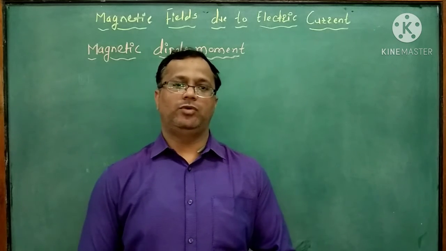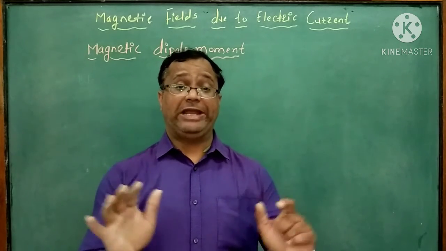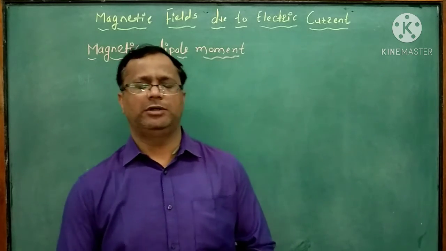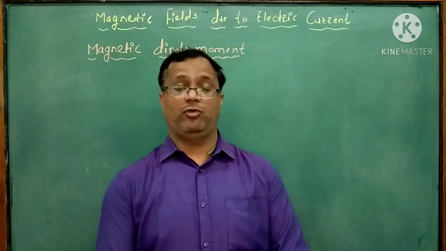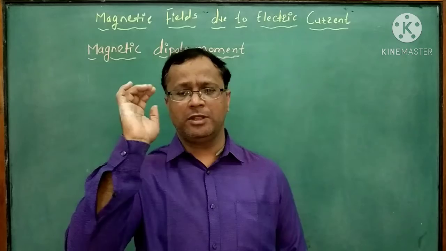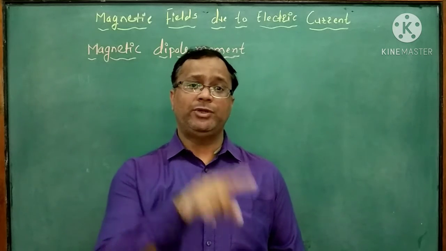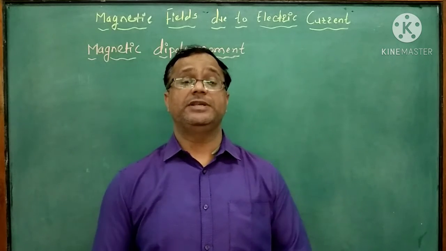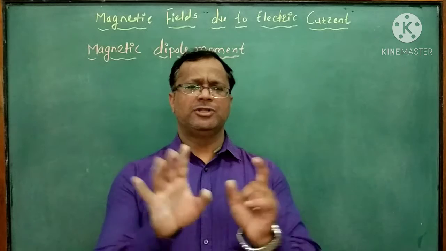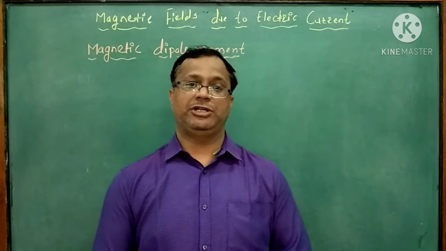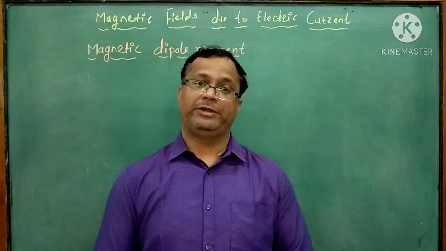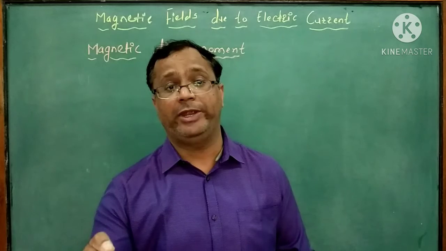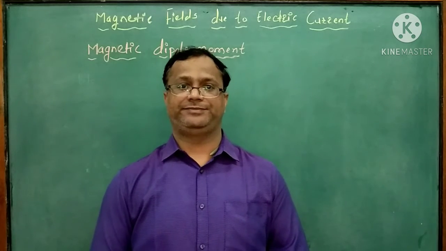Today we want to find out the equation of magnetic dipole moment. But before that, you know the definition of magnetic dipole moment: the product of the magnitude of any one pole strength into the distance between them. This is one of the definitions of the magnetic dipole moment. But now here we want to obtain the equation of magnetic dipole moment from the last equation.